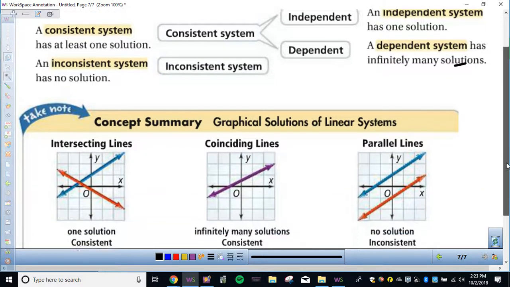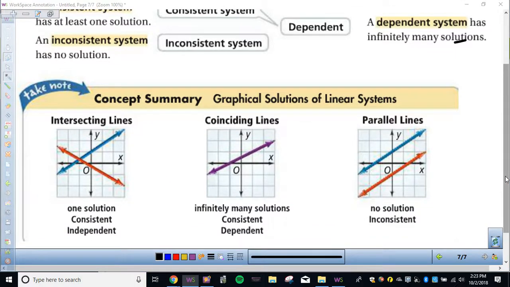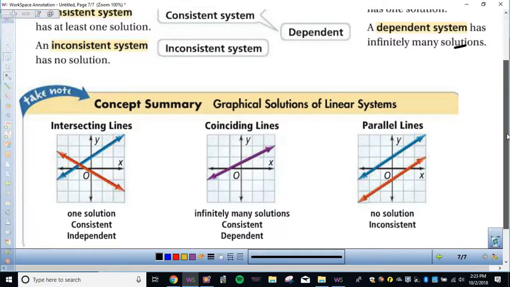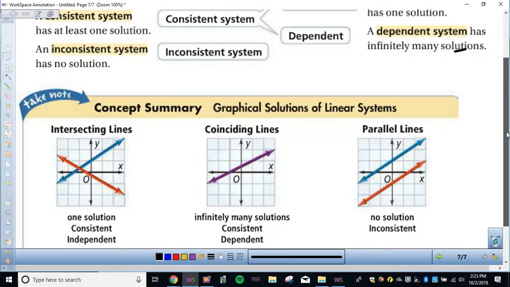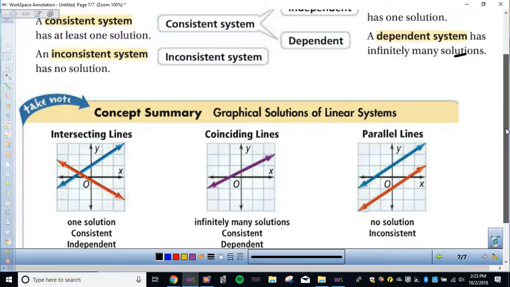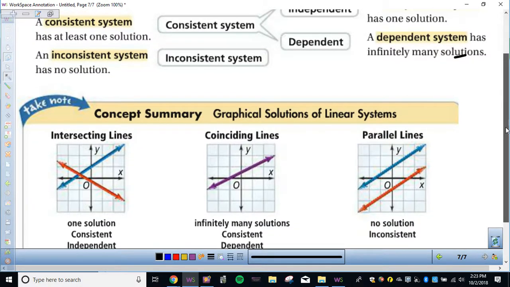For me, because I'm stronger visually, I like this chart better. It resonates with me more. So if you like this chart better than the one on top, write it. That's fine. That's independent up there. You can barely see. So if you graph the two equations and the lines cross, that means it's consistent because it has a solution. It means it's independent because there is only one solution.